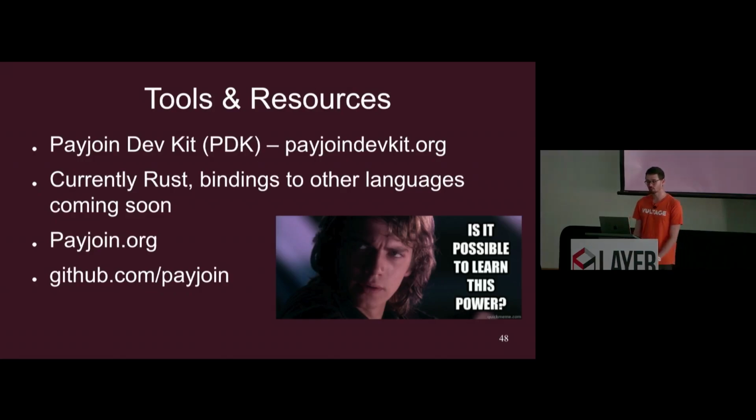So if you want to find out more about Payjoin, go to payjoindevkit.org or payjoin.org. Payjoin DevKit is a library written in Rust to facilitate wallet developers integrating Payjoin. And we are trying to create bindings to other languages for this, so be on the lookout for those. And if you want a higher level idea of Payjoin, a lot of the stuff that we talked about in this presentation but in more detail, go to payjoin.org.